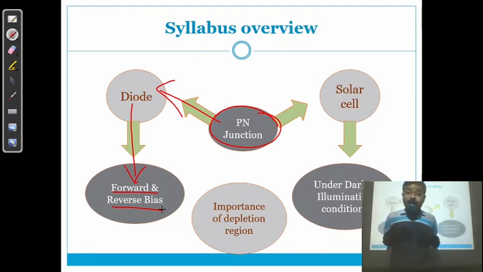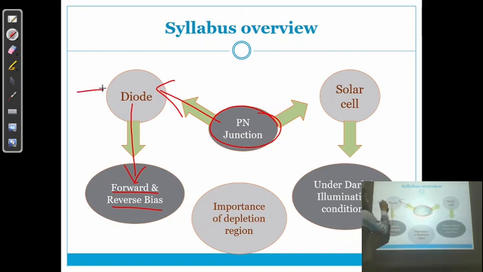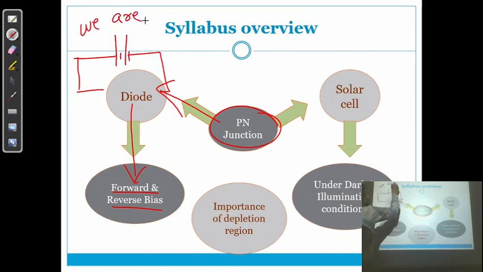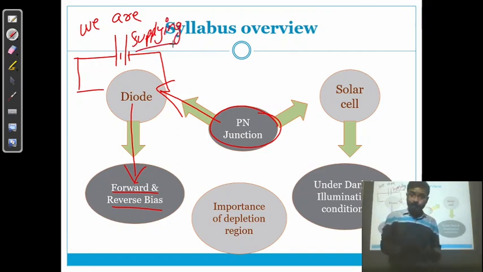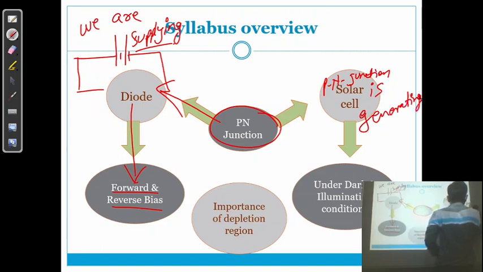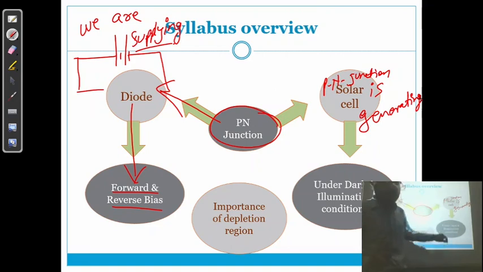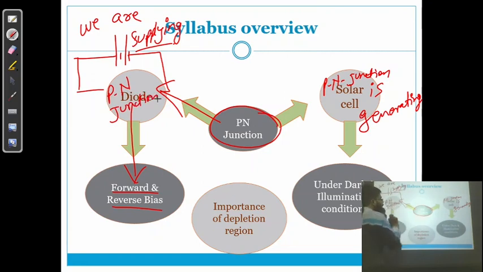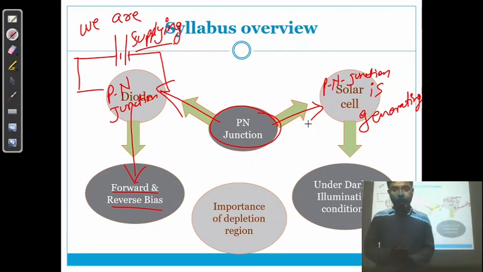But remember, over here we are providing power; we are providing a battery. In the case of a solar cell, which is also a PN junction, the junction is generating. We will study the physics behind how it is generating.